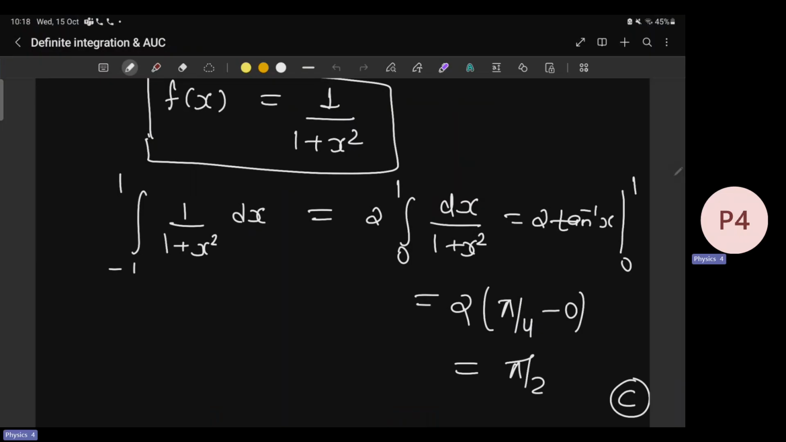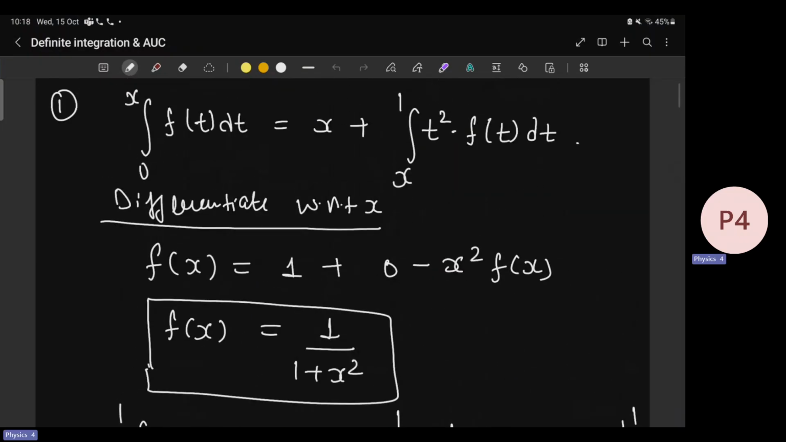Good morning, everyone. So today we will be discussing the solution of test, definite integration and area under the curve.